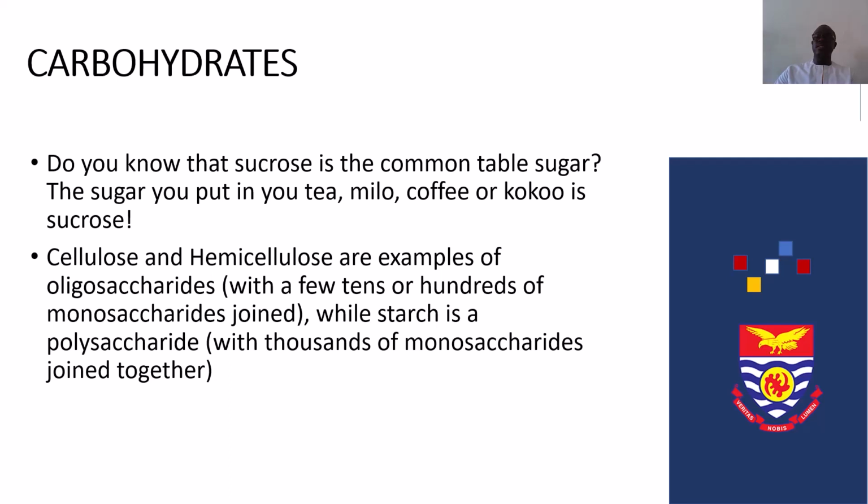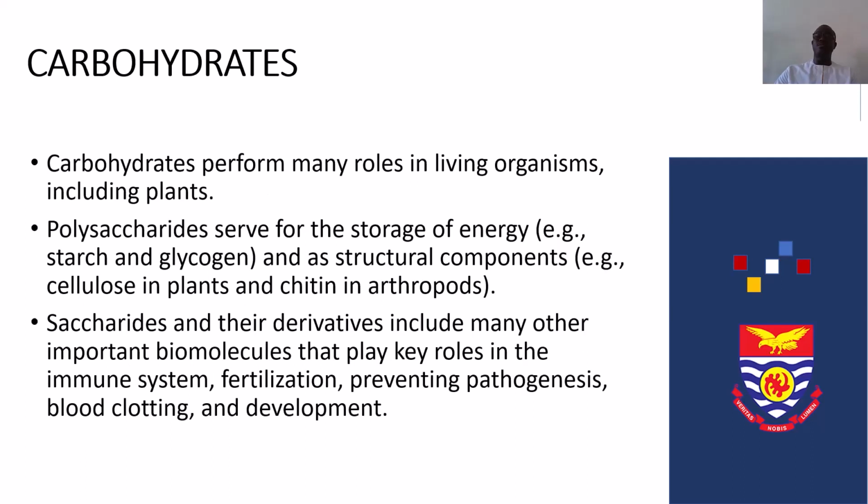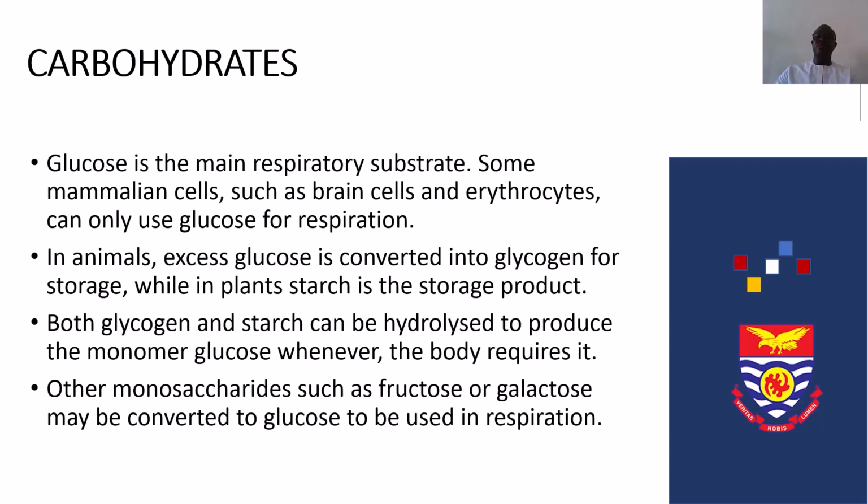Cellulose and hemicellulose are examples of oligosaccharides with just a few tens or hundreds of monosaccharides joined, while starch is a polysaccharide with thousands of monosaccharides joined together. Carbohydrates perform many roles in living organisms, including plants. Polysaccharides serve for the storage of energy, for example starch and glycogen, and as structural components, for example cellulose in plants and chitin in arthropods. Saccharides and their derivatives include many other important biomolecules that play key roles in the immune system, fertilization, preventing parthenogenesis, blood clotting, and development.